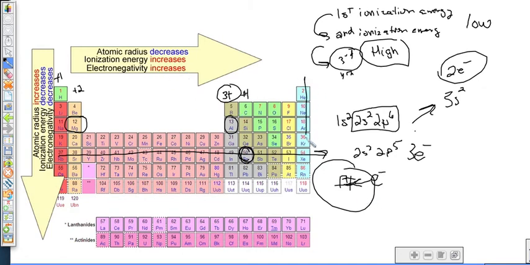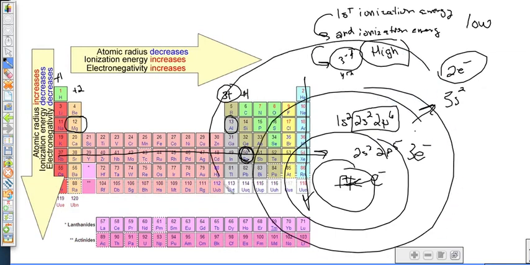And as I go down the group, I add more and more energy levels, which does what? Well, it makes the atom bigger, right? The amount of energy needed to remove electrons gets less because they're so far away, and its attraction for electrons gets less because it's so far away. So those are the 2 things, and knowing those 2 things, and knowing what electrons do in that way, is going to answer a lot of questions for you. So I hope this helps.